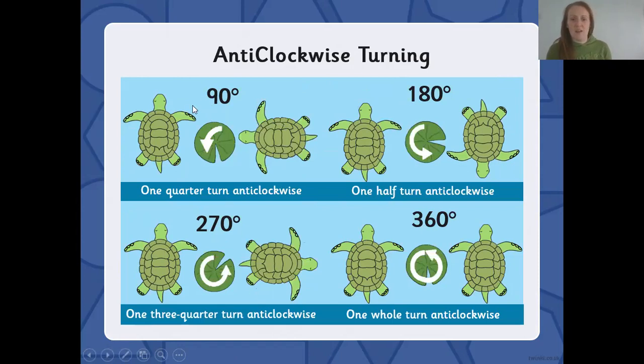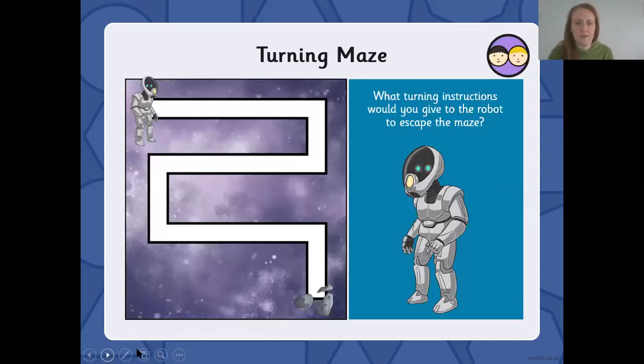So anti-clockwise turn is exactly the same. If you go a quarter turn anti-clockwise, it's still 90. Half anti-clockwise is still 180. 3/4 turn anti-clockwise is still 270. And a full turn in the opposite direction is still 360 degrees.